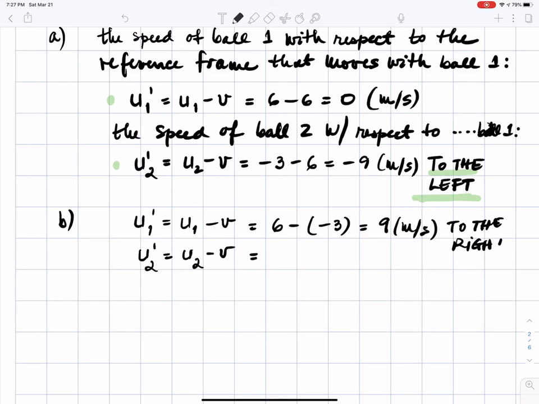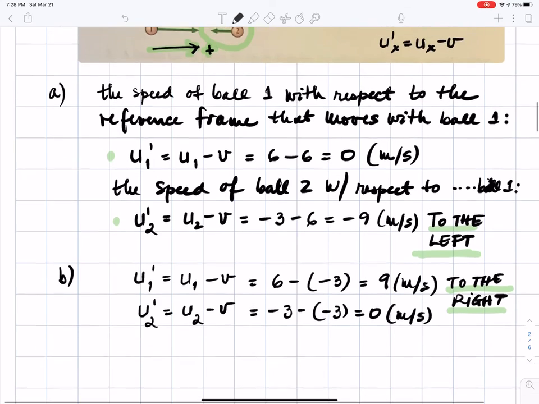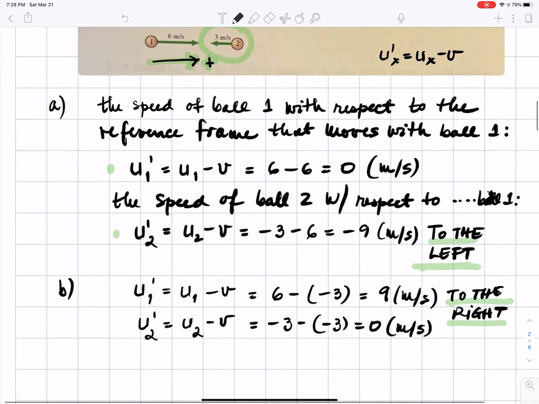And then the other one better come out 0. So it's negative 3 minus negative 3. That's 0 meters per second, which is to be expected, since in the reference frame that moves with itself it should be 0. Okay, so that's it for this video.